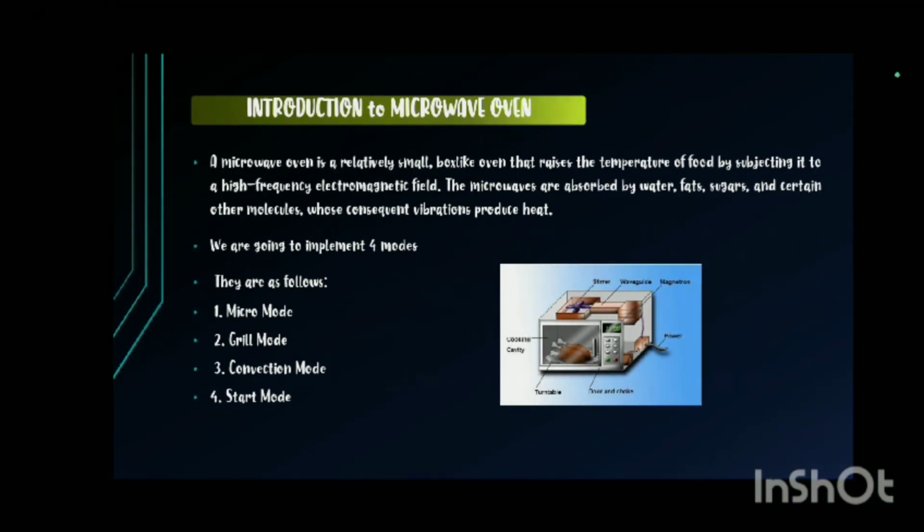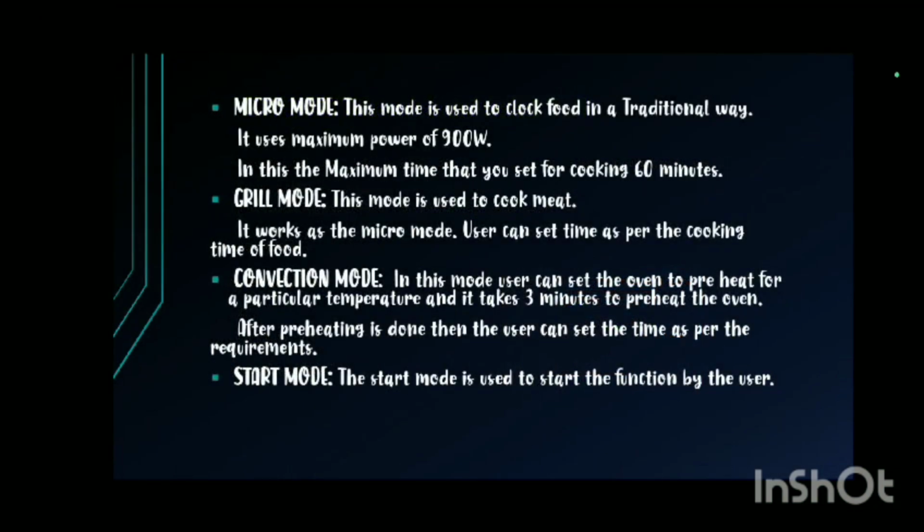First mode is micro mode. Micro mode is used to cook food in the traditional way. It uses a maximum power of 900 watts. Second one is grill mode. Grill mode is used to cook meat. Third one is convection mode.